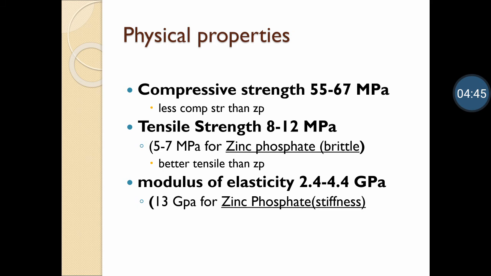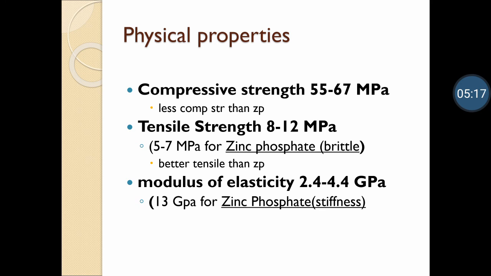Moving on to the properties, they can be studied under strength, viscosity, solubility and biocompatibility. The first one, strength. Under strength we can study compressive strength, tensile strength and modulus of elasticity. The compressive strength of zinc polycarboxylate cement is 55 to 67 megapascals. Though it is a little lesser than zinc phosphate cement, it is sufficient to use as a base under metallic restorations. Its compressive strength is equal to that of zinc oxide eugenol.